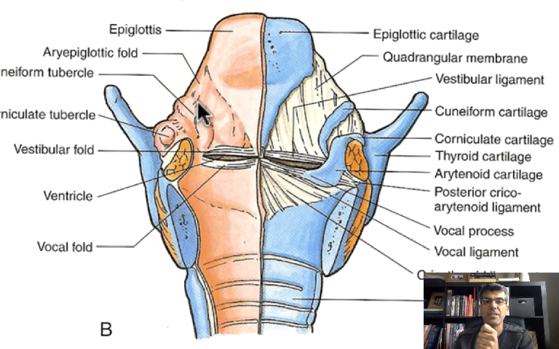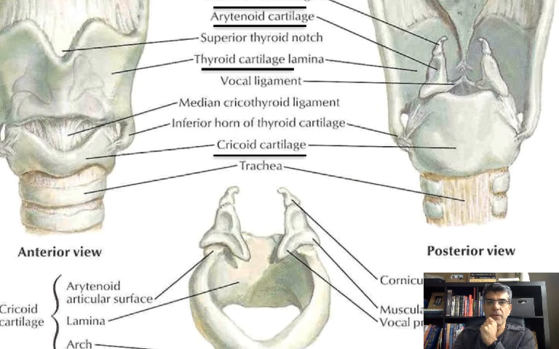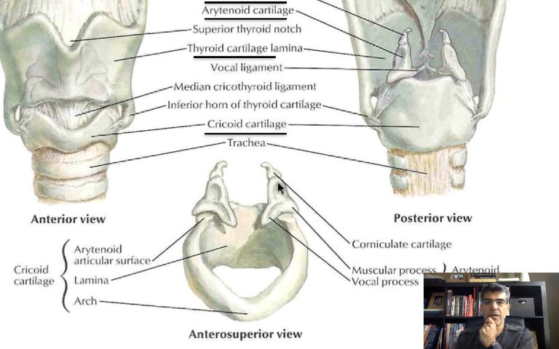In this picture, you can see a shadow of cuneiform cartilage here. And here's your cuneiform cartilage right here. This picture also shows that you have the mucous membrane and you see the shadow of cuneiform right here. So remember, this is arytenoid cartilage, this is a corniculate cartilage, and that is a cuneiform cartilage. If you go back to this picture, this is my arytenoid cartilage and sitting here in the back. The front would be thyroid cartilage.